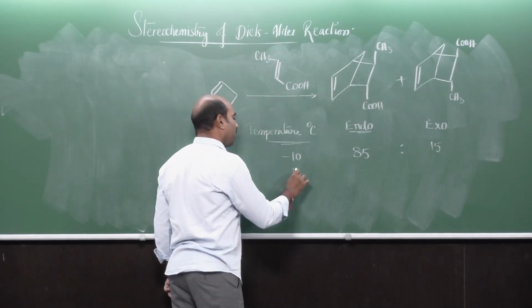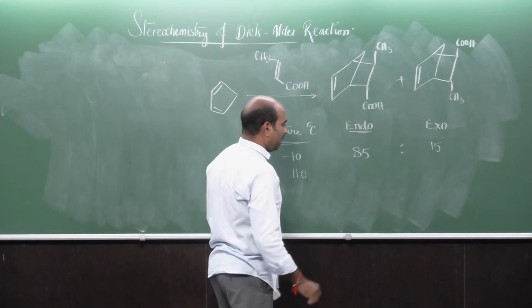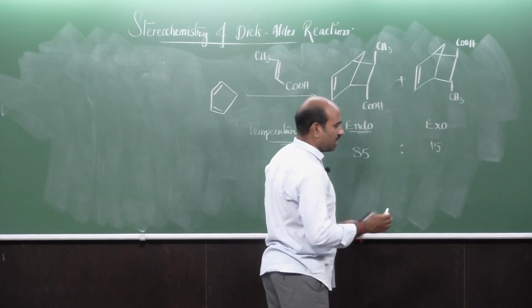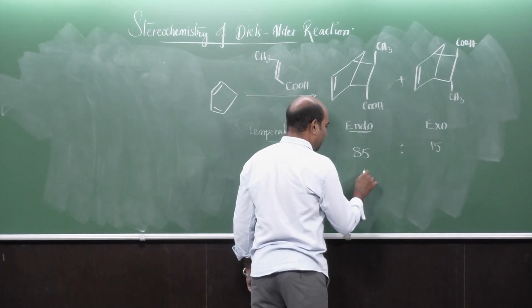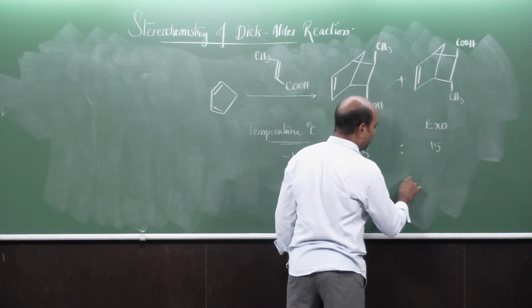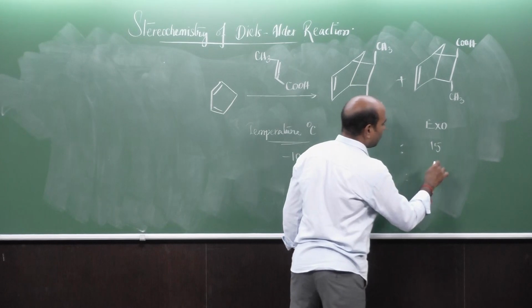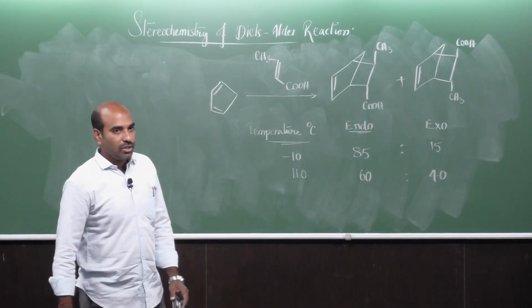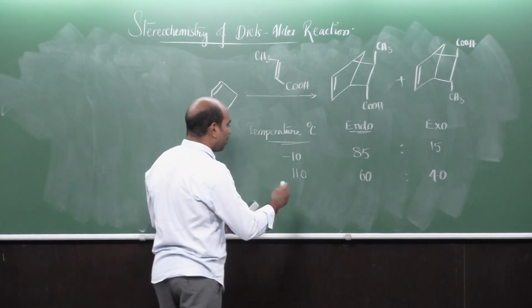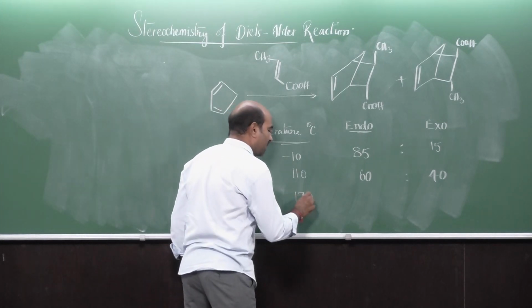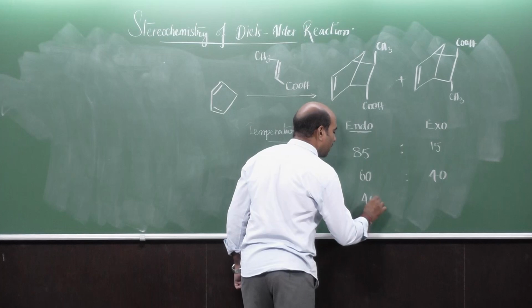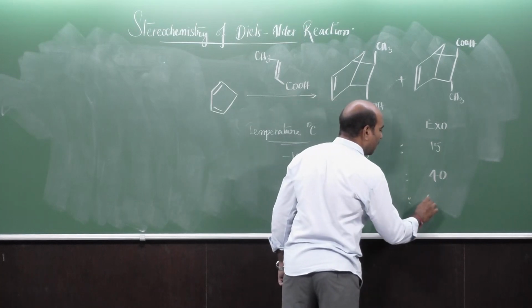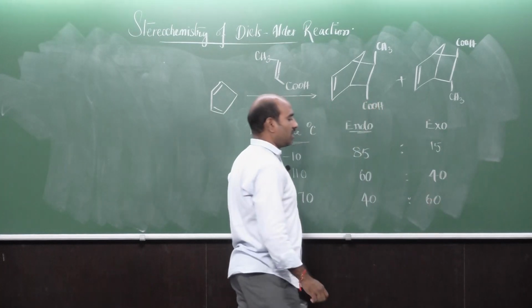If you increase the temperature to 110 degree centigrade, then the ratio is changing. So, this becomes 60% and this becomes 40%. If you further increase the temperature to 170 degrees, the ratio is simply reversing. So, the endoisomer is 40% only and the exoisomer will be 60%.